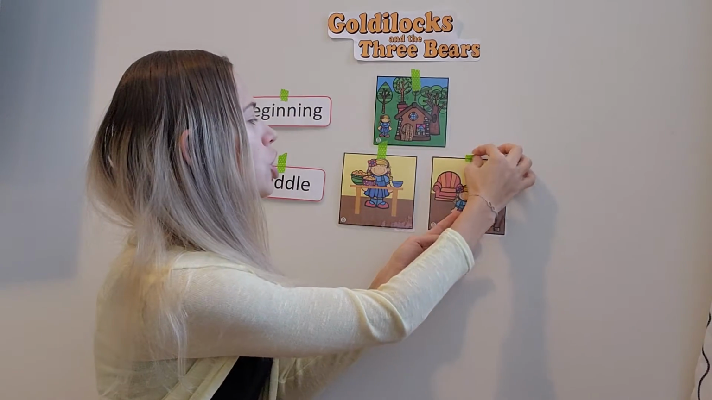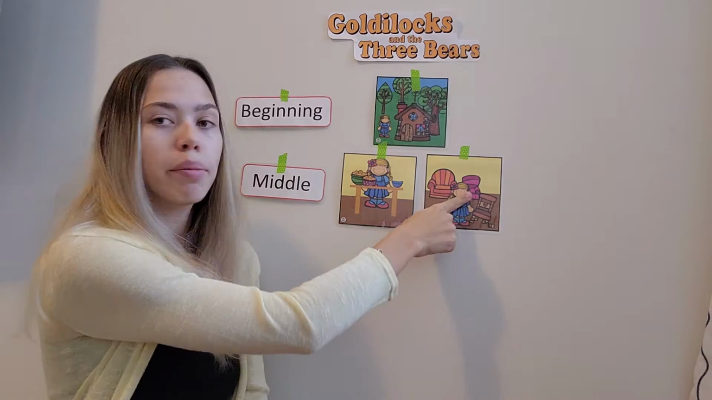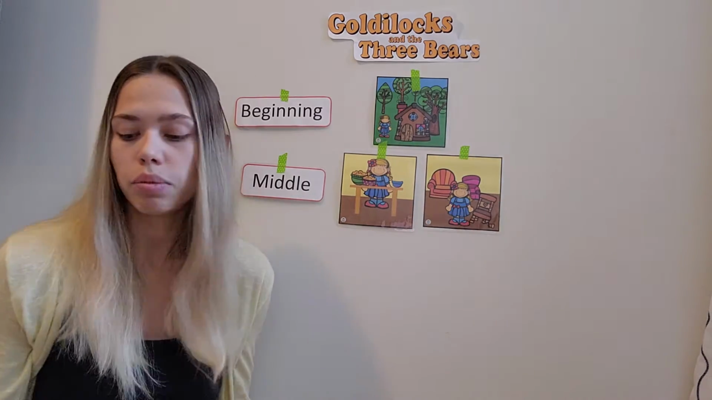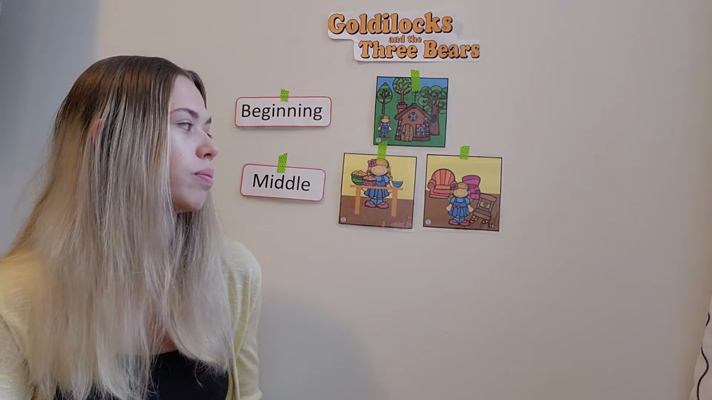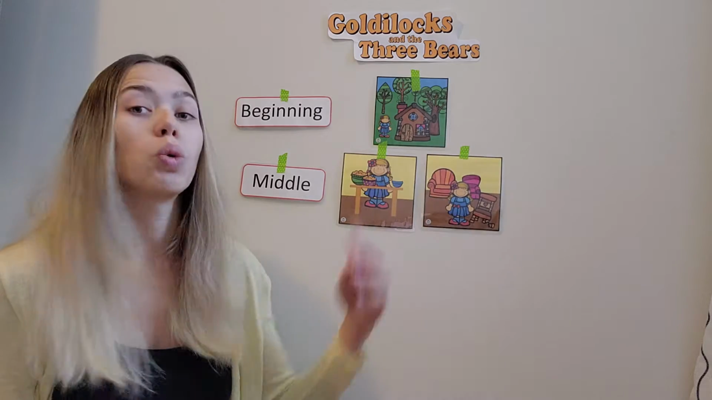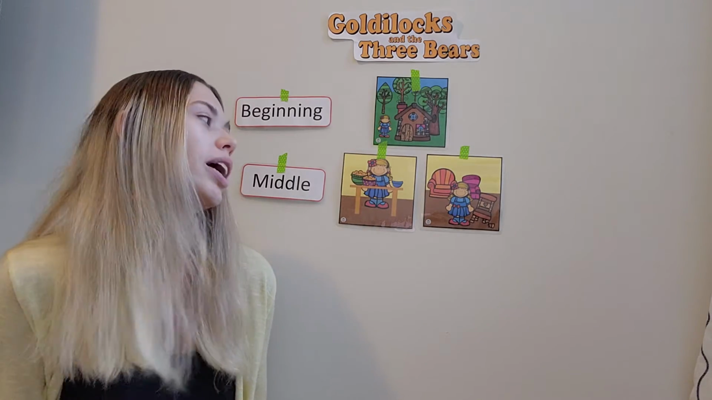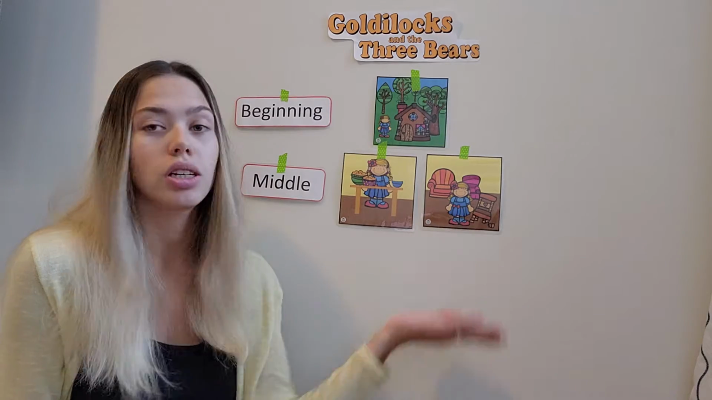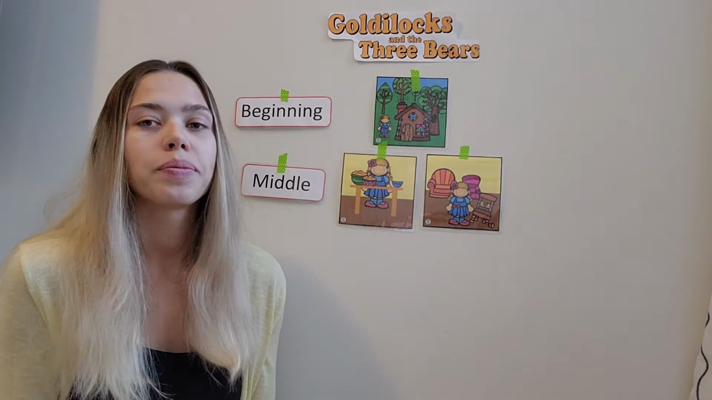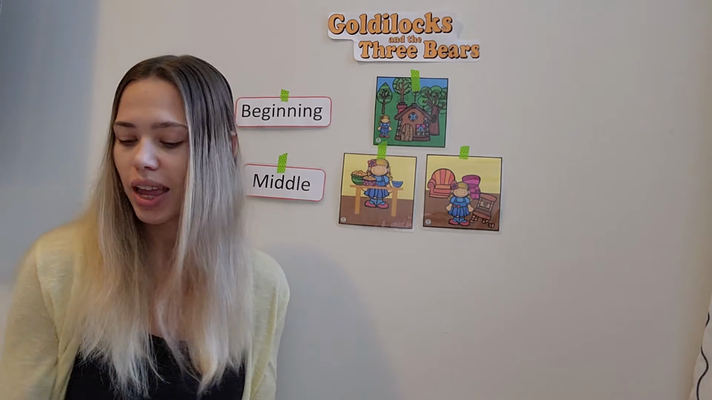Because you told me that she tried all the chairs, the daddy bear's, the mommy bear's, and right, she broke the baby bear's chair. Why do you think she broke it? Did she want to break it? No, right, that was an accident. Probably this chair is too small for her, right? But which one did she like? Baby bear's chair again. Okay.